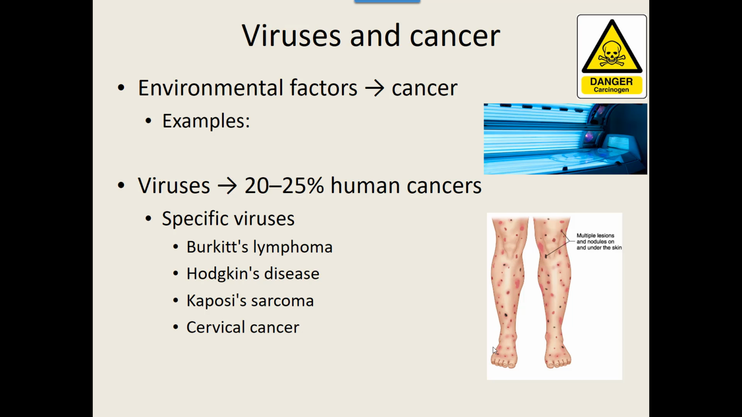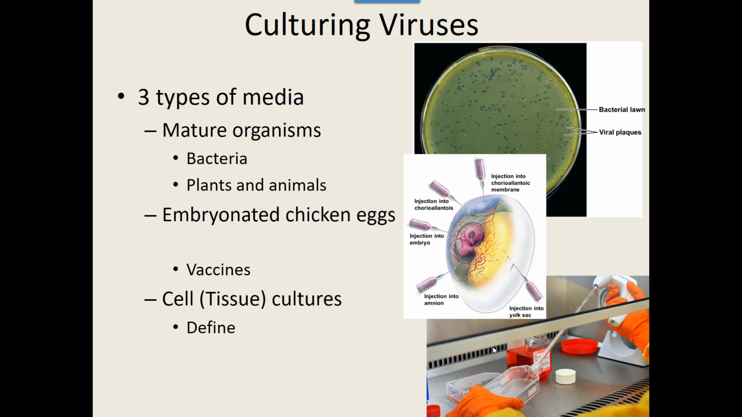Now, if you wanted to grow your own virus, there are 3 types of media you could use. You could either, 1, grow the organism that the virus needs. So if you're growing a bacteriophage, you could grow the bacteria and then grow the viruses in the bacteria. If you're trying to grow a virus that infects plants, well, you can grow the plants first. If you're trying to grow a virus that infects animals, you could grow the animals in lab, but that's expensive and there's ethical issues with using animals in labs. So they're not usually used all that often.